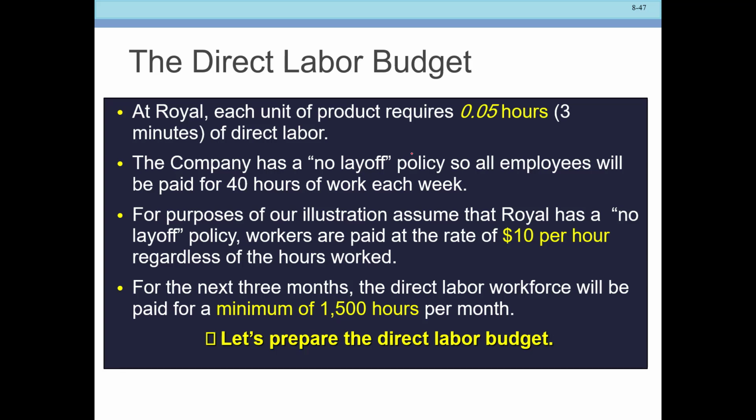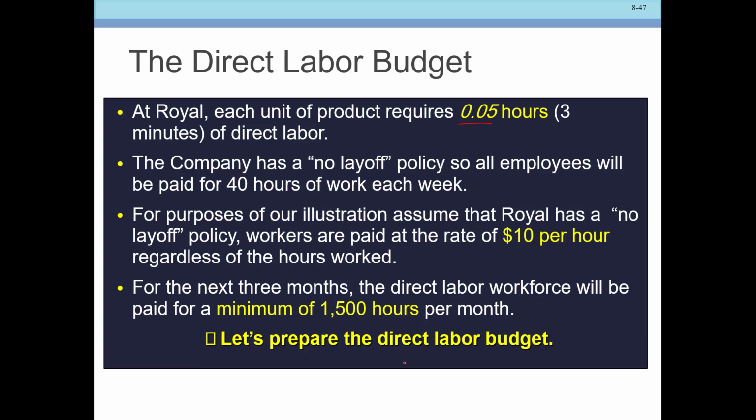This example is telling me at Royal, each unit of product requires 0.05 hours of direct labor. Each unit will take from me 0.05, which is 3 minutes of direct labor in order to complete 1 unit of the product. The company has no layoff policy, so all the employees will be paid for 40 hours of work each week. For purposes of our illustration, assume that Royal has a no layoff policy. Workers are paid at the rate of $10 per hour regardless of the hours worked. For the next 3 months, the direct labor workforce will be paid for a minimum of 1,500 hours per month.